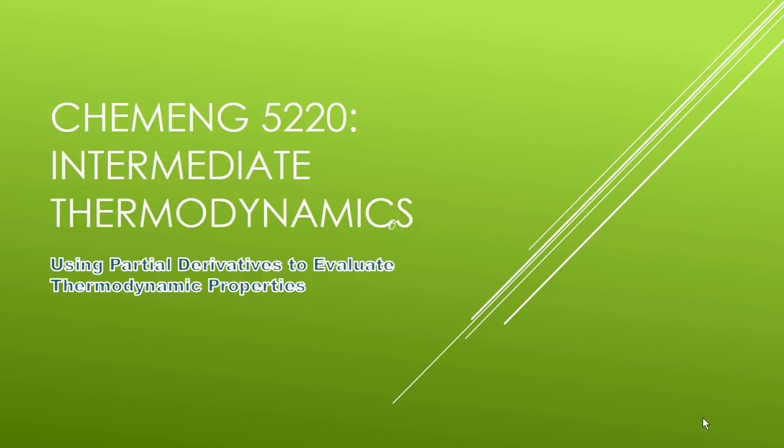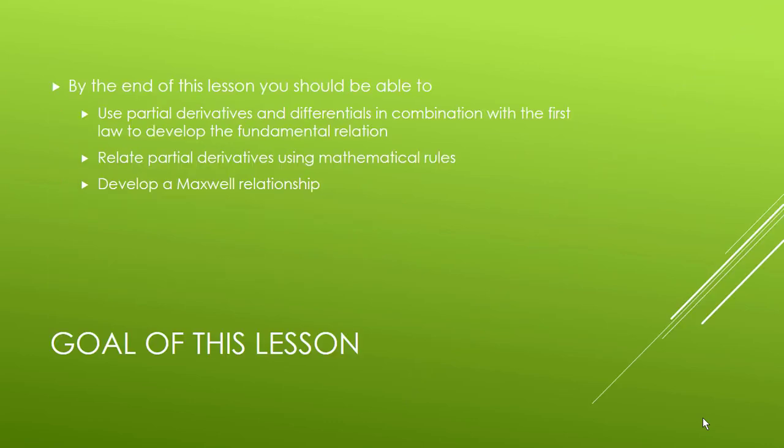This video is going to look at using partial derivatives to evaluate thermodynamic properties. This has been prepared for the course Chemical Engineering 5220, Intermediate Thermodynamics. Specifically in this lesson, our goals will be to learn to use partial derivatives and differentials in combination with the first law to develop fundamental relations, and to relate partial derivatives using mathematical rules, and then to develop Maxwell relationships.